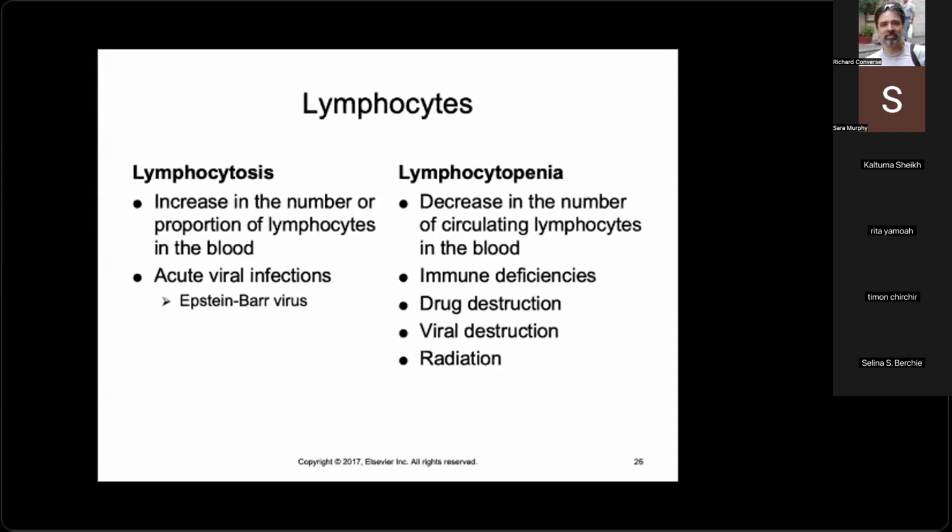Lymphocytosis is an increase in the number of lymphocytes in the blood. This can happen in acute viral infections, such as with Epstein-Barr. Lymphocytopenia is a drop in the number of circulating lymphocytes in the blood. This could be the result of acquired or inherited immune deficiency, drug destruction, viral destruction, radiation. A perfect example would be AIDS.